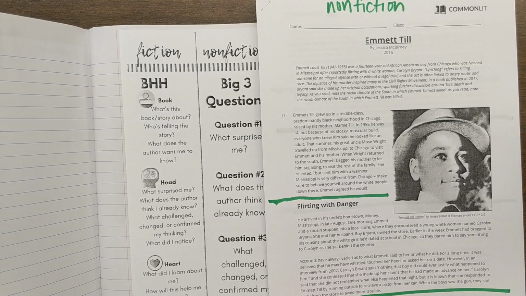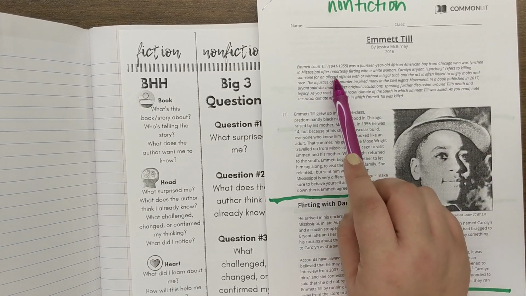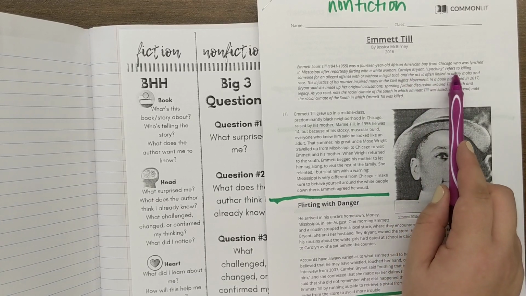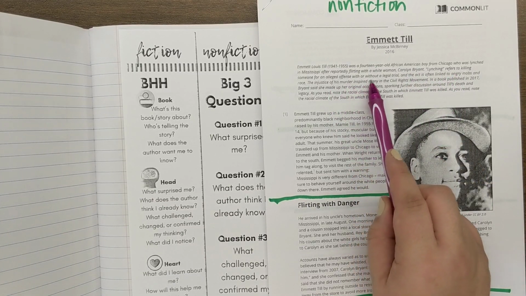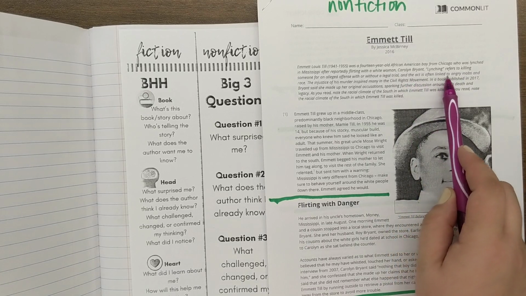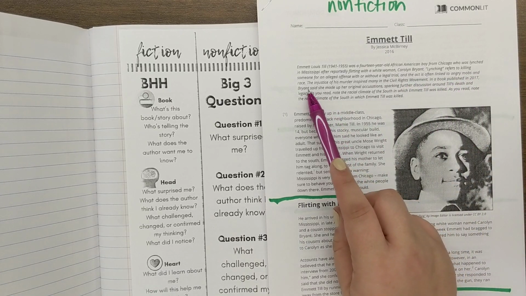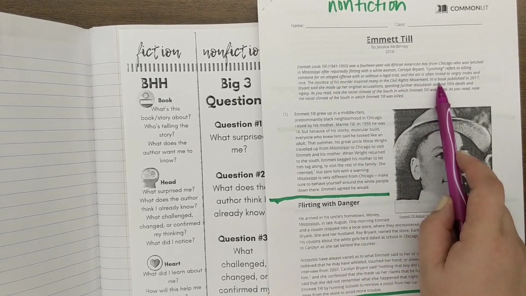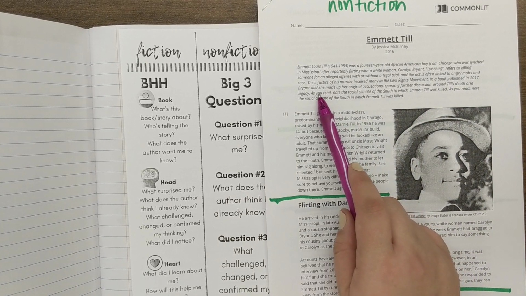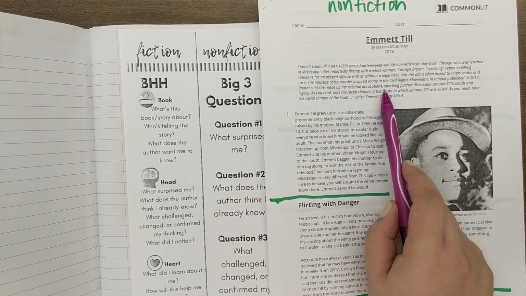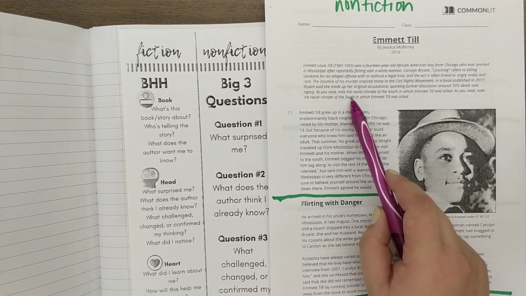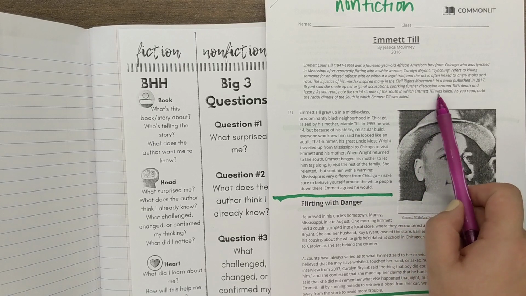Emmett Lewis Till was a 14-year-old African-American boy from Chicago who was lynched in Mississippi after reportedly flirting with a white woman, Carolyn Bryant. Lynching refers to killing someone for an alleged offense with or without a legal trial, and the act is often linked to angry mobs and race. The injustice of his murder inspired many in the civil rights movement. In a book published in 2017, Bryant said she made up her original accusations, sparking further discussion around Till's death and legacy. As you read, note the racial climate of the South in which Emmett Till was killed.